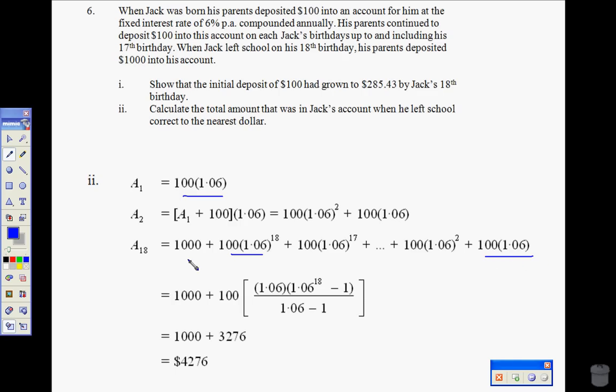Don't forget that on his 18th birthday, they put in an extra $1,000. That was very nice of them, but they've put that in. Again, that starts to make sure that you are understanding and reading the question.